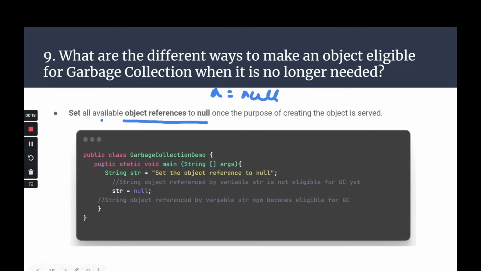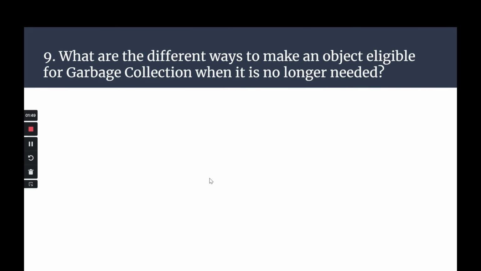So this is an example, and now str is set to null. So obviously now whenever GC comes for marking, it will see that str is set to null. So this is a not live object. So I have to clean it up. So what is the other way?